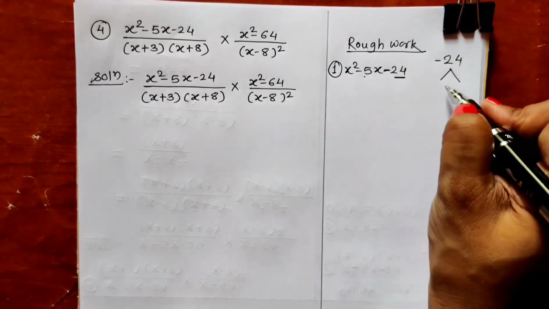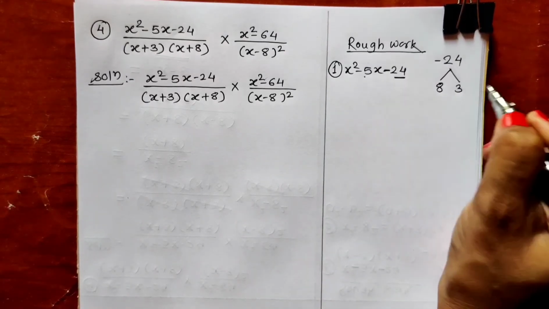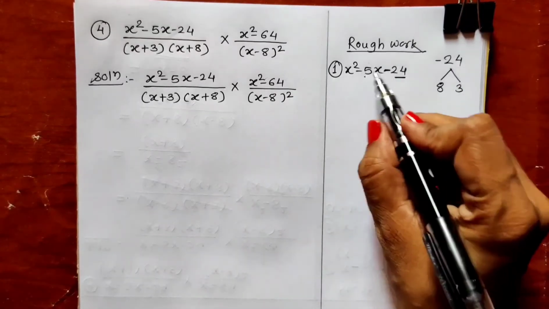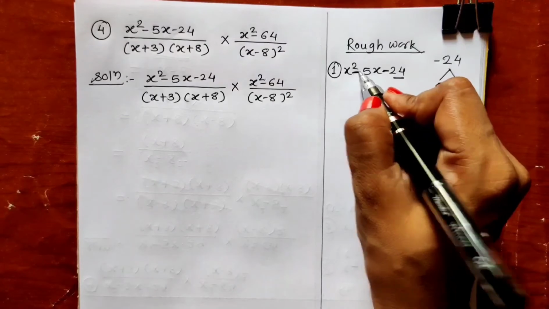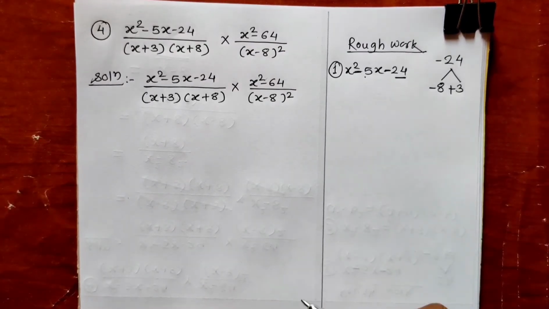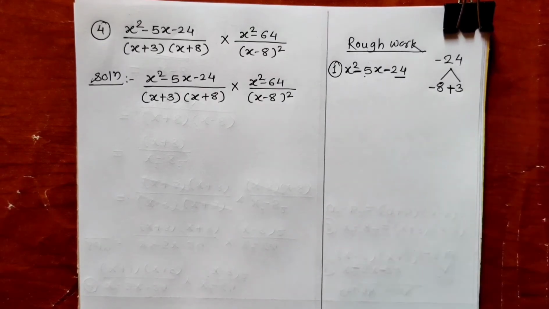So two factors of 24 are 8 3s are 24. We all know that. So 8 minus 3 is 5. Since the middle term has a minus sign, the bigger number should get the minus sign and the smaller number should get the plus sign. In this way we have to decide the signs.